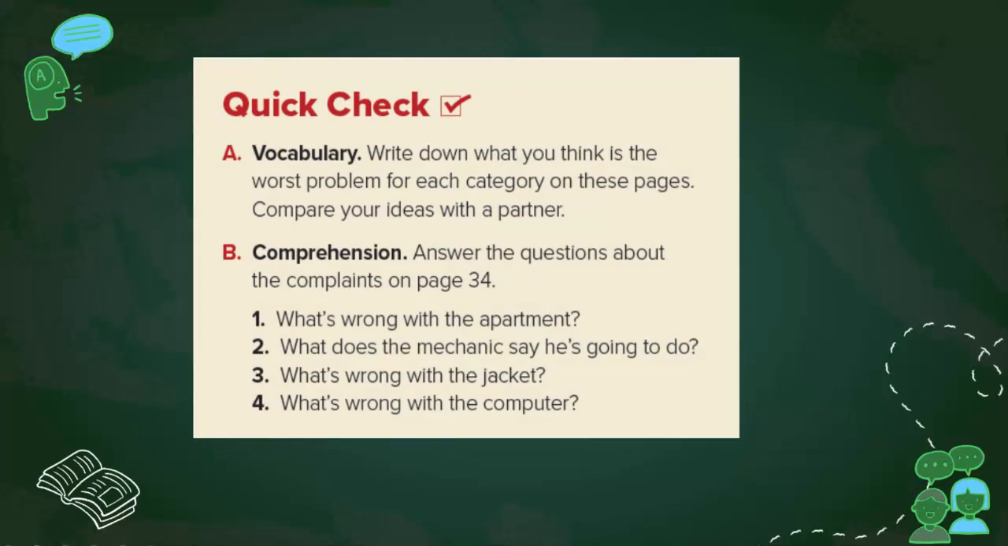Quick check. A. Vocabulary. Write down what you think is the worst problem for each category on these pages. Compare your ideas with a partner. B. Comprehension. Answer the questions about the complaints on page 34. These questions which we discussed at the beginning of the lesson.